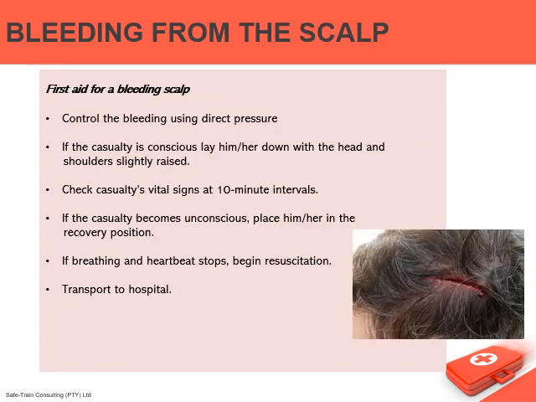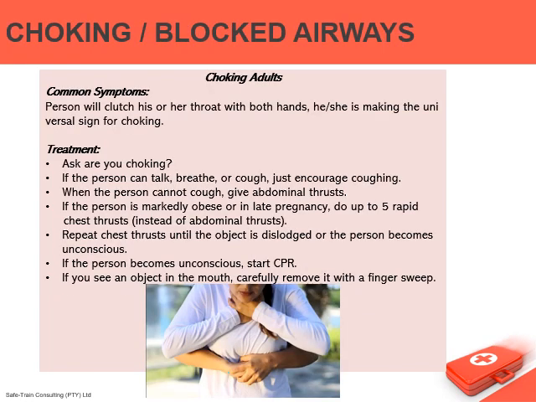Bleeding scalp. First aid for a bleeding scalp. Control the bleeding using direct pressure. If the casualty is conscious, lay them down, with the head and shoulders slightly raised. Check casualty's vital signs at 10-minute intervals. If the casualty becomes unconscious, place them in the recovery position. If breathing and heartbeat stops, begin resuscitation. Transport to hospital.